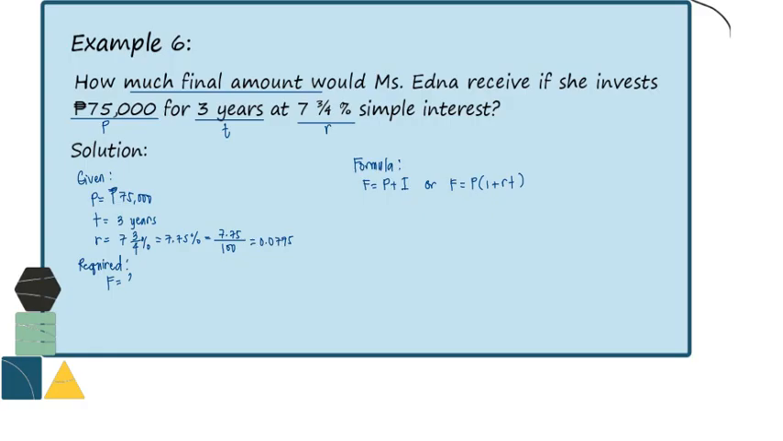So let's try to do both. Let's try first F is equal to P plus I. And again, the limitation of F is equal to P plus I is that we have to find the interest first. The interest is easy, because I is equal to PRT, and these values are given in the problem. So our P there is 75,000 pesos times R, which is 3, and then times the time, which is 0.0775. So, we could try to find the I.